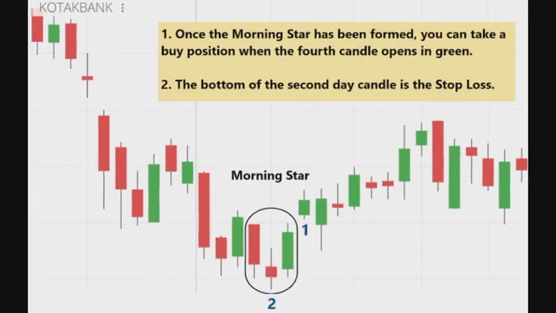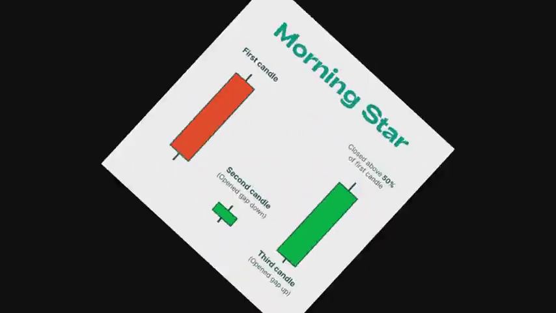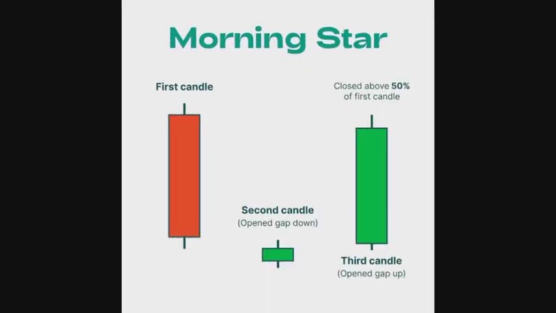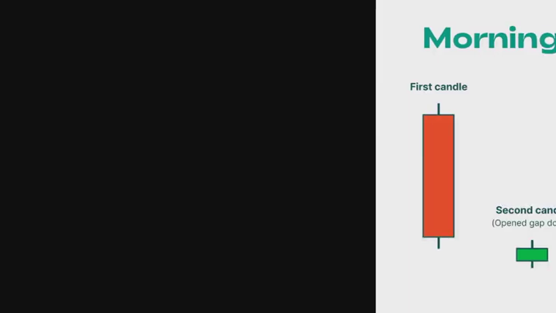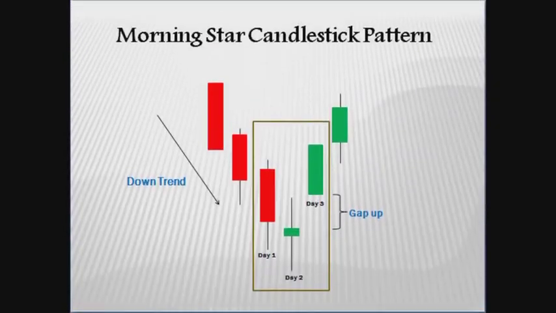The key features of this candlestick pattern are: number 1, the first candle is a large bearish candlestick indicating strong selling pressure, while the second candle is a small-bodied candle often resembling a doji or a spinning top. This candle shows indecision in the market and could gap down from the first candle. The third candle is a large bullish candle that closes well into the body of the first bearish candlestick. This confirms the reversal.